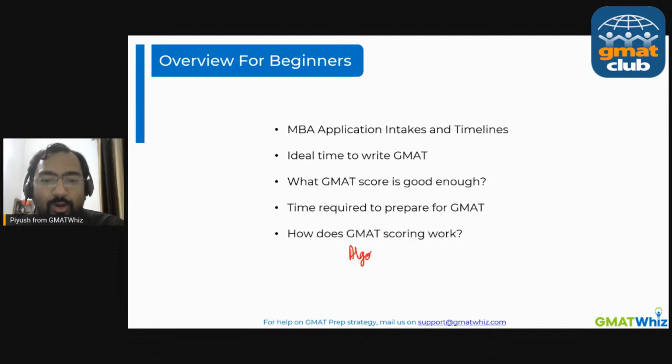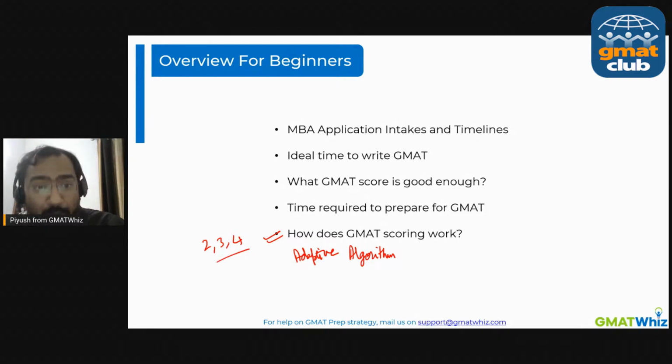The entire algorithm of GMAT is adaptive. It works in a very different way from other tests, so it is very important that we understand how this works as well. This fifth part is even more important for people who are in buckets 2, 3, and 4, basically people who have been preparing for quite some time. But for the first 4, I'm just giving an overview to others who have just started their journey so that they have an idea about what they are really preparing for. Because if you don't know the first 4 things and you continue to prepare, there is a very high chance you will end up making mistakes which you will later repent for, and you'll not have time to work on those then.